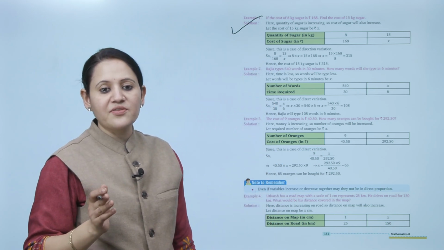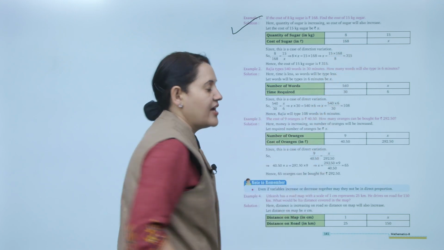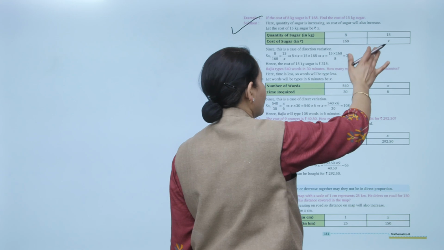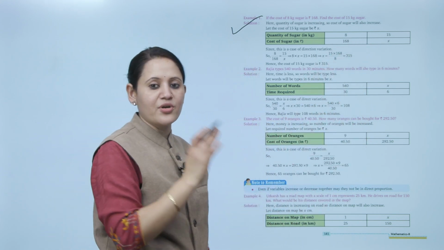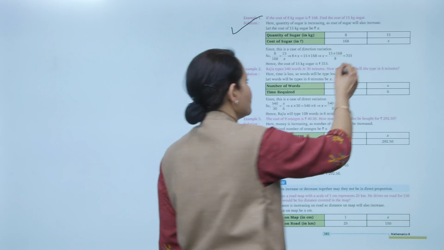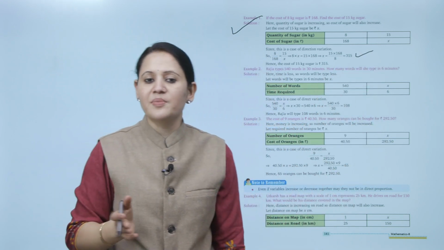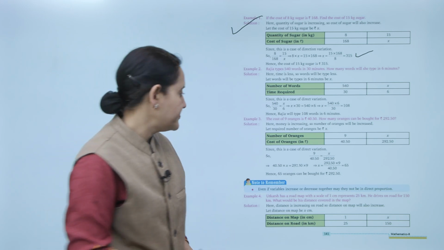Since in the case of direct variation, the ratio 8 upon 168 is constant, so that is equal to 15 upon x. So x equals क्या हो जाएगा, 15 into 168 upon 8, that is equal to 315. So the cost of 15 kg sugar will be 315 rupees. Clear?